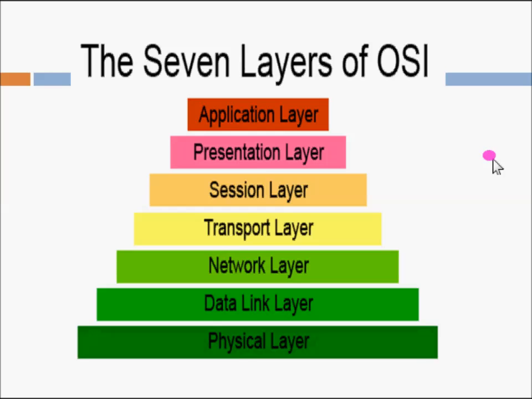The sixth layer is the presentation layer. It performs data transformations to provide a common interface for user applications, including services such as reformatting, data compression, and encryption.